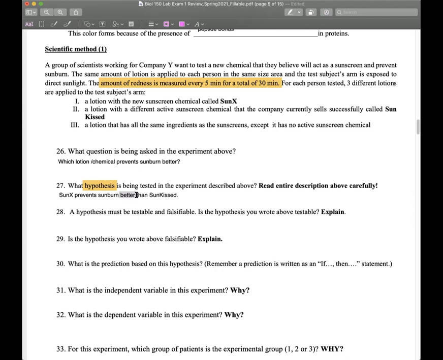So this word better, it's kind of ambiguous, right? It's not specific enough, because better is a relative term, and we want to deal with something that is testable, something that's measurable. So how do we measure if it's going to be better? Sun X reduces redness of the skin. Excellent. Yeah, reduces redness of the skin.